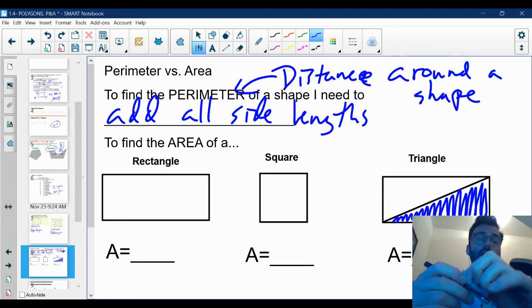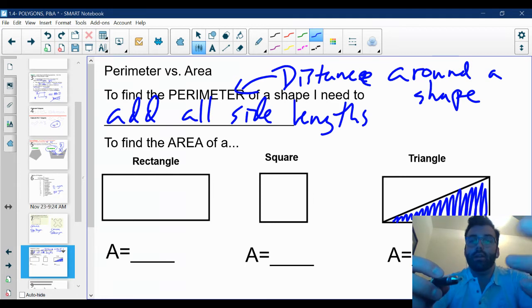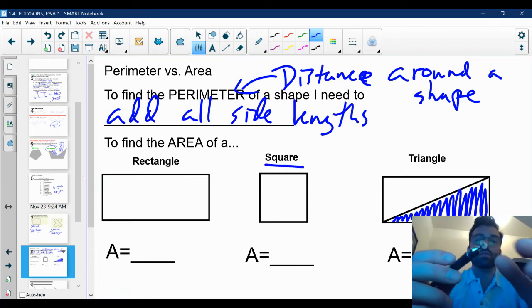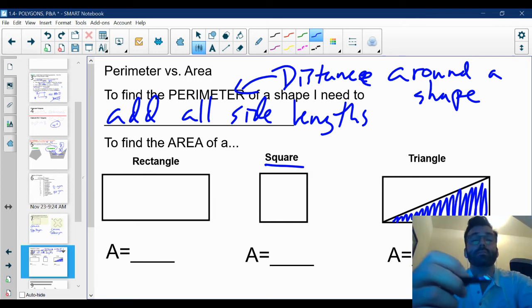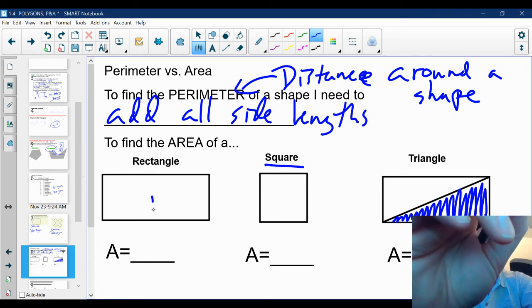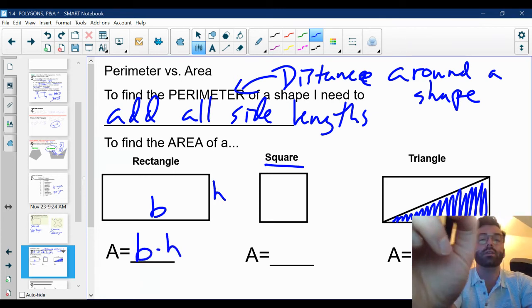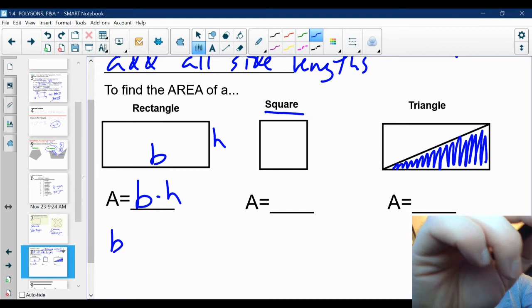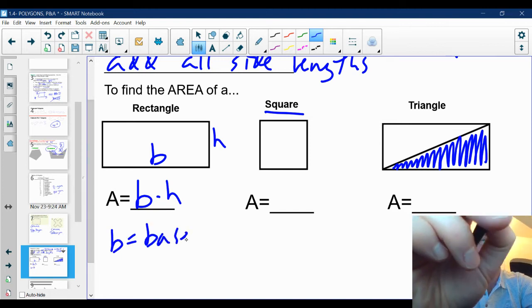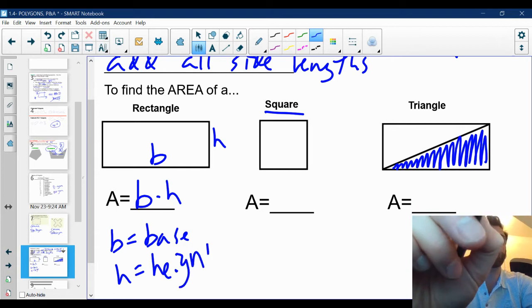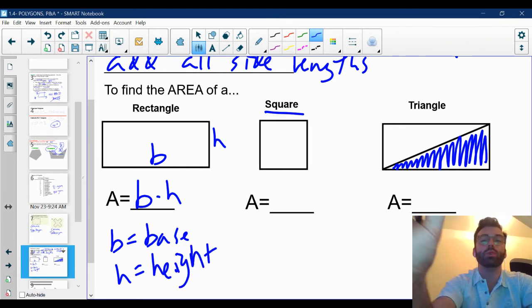Now let's talk about area. Now you've probably found area of rectangles before and found area of squares before as well. You've heard a lot of different names for areas of rectangles, like length times width, base times height. I'm going to use base times height just to stay consistent, where B equals the base and H equals the height. And there's a reason I use base times height for now instead of length times width.